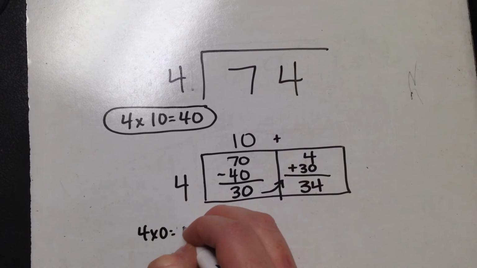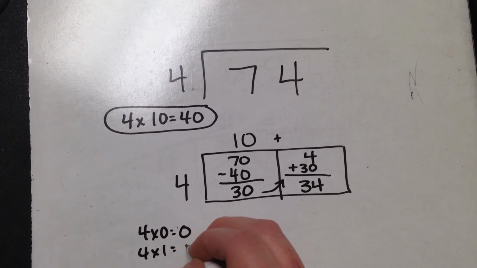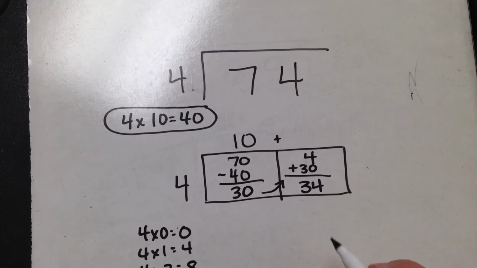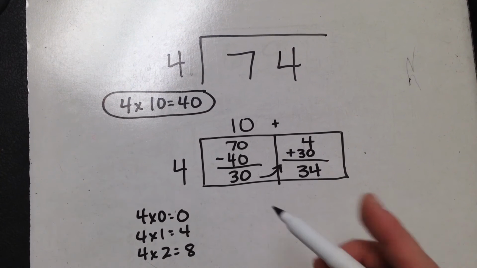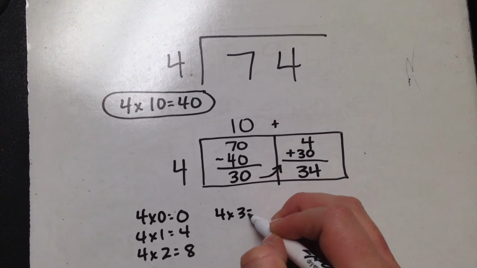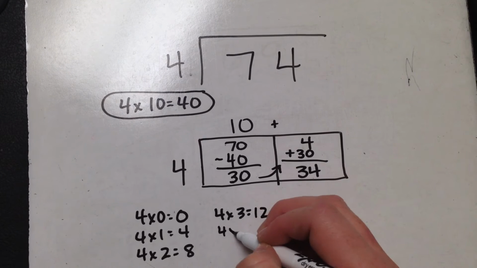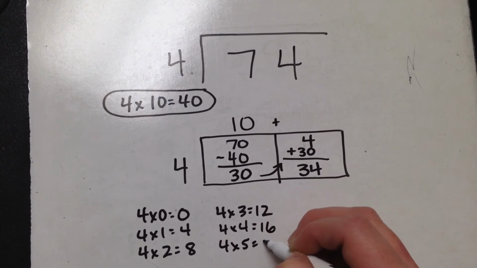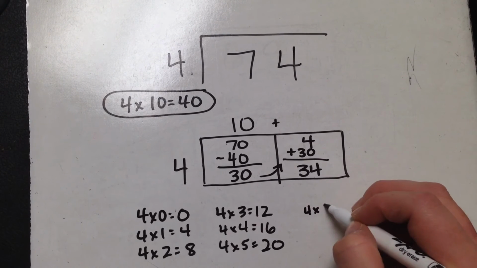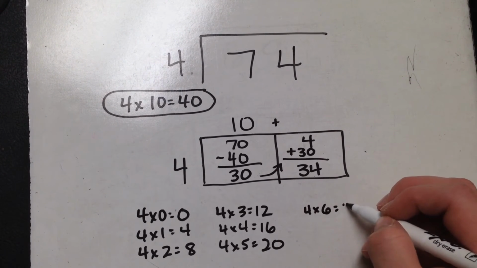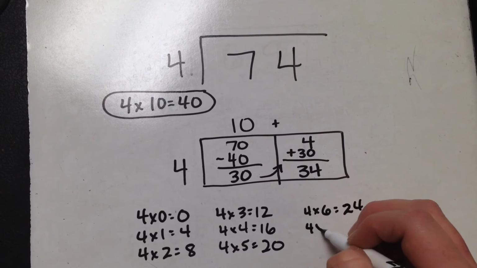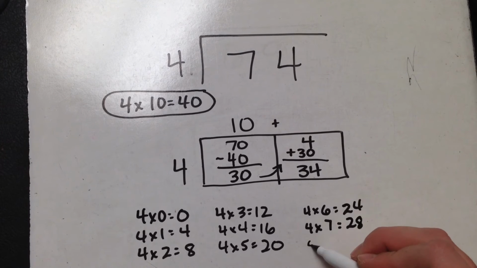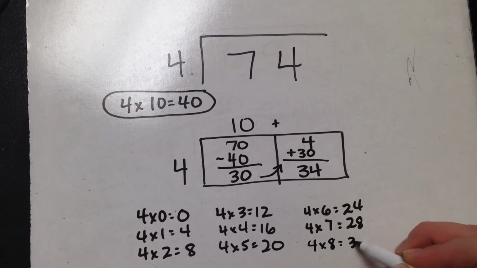4 times 0 is 0. 4 times 1 is 4. 4 times 2 is 8. I'm not to 34 yet, so I'm going to keep going. 4 times 3 is 12. 4 times 4 is 16. 4 times 5 is 20. 4 times 6 is 24. 4 times 7 is 28. 4 times 8 is 32.